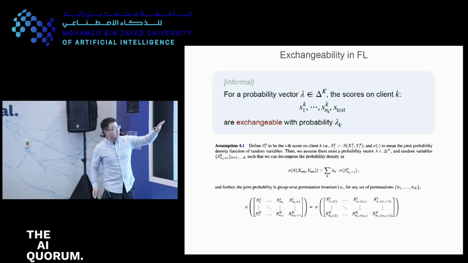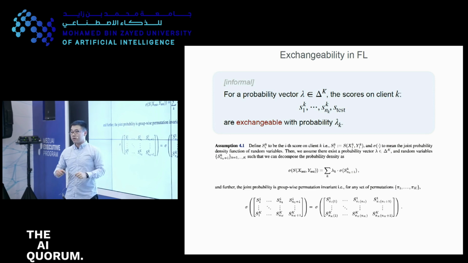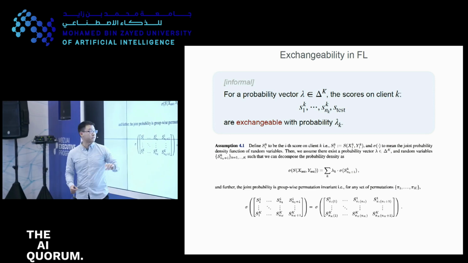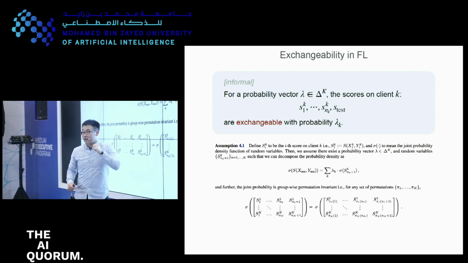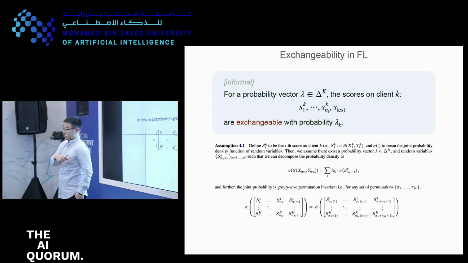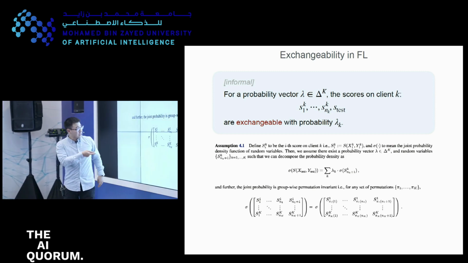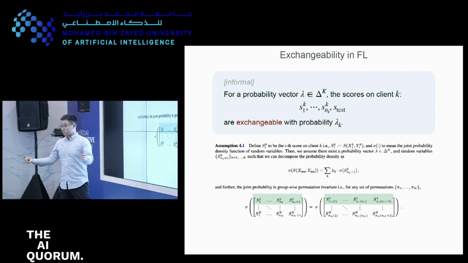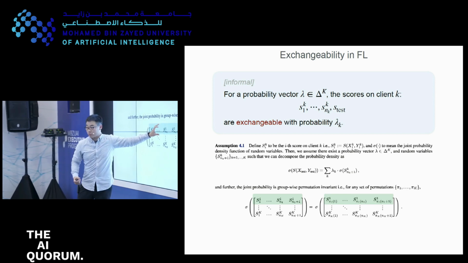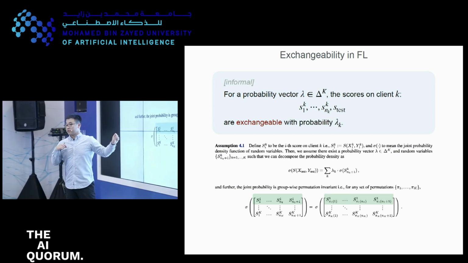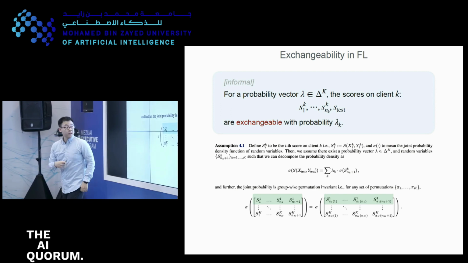Given the test data point, we are assuming the density function can be decomposed into a mixture of K density functions, and lambda k is the lambda we used in the previous slides. And here you can think that instead of being exchangeable across all the data points, within each group, or within each client, the data points are exchangeable.